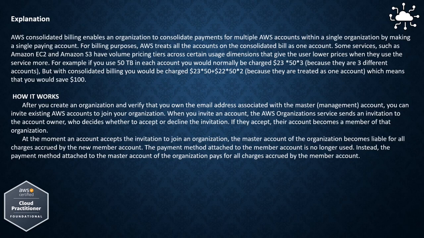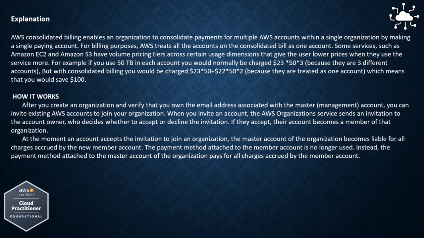For example, if you use 50 terabytes in each account, you would normally be charged $23 times 50 times 3, because they are 3 different accounts, but with consolidated billing, you would be charged $23 times 50 plus $22 times 50 times 2, because they are treated as one account, which means that you would save $100.